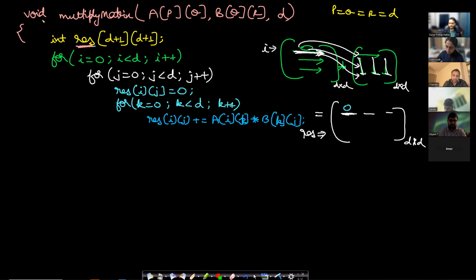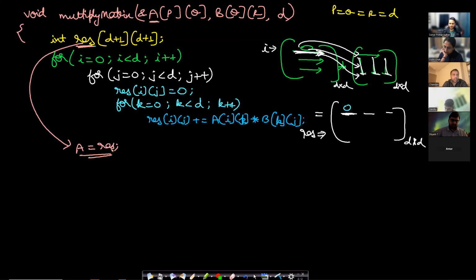Now I have kept a void function. So if you wanted that A should be retaining the result of multiplication, then you should take it with ampersand. That means pass by reference. And you have to copy the result to A.